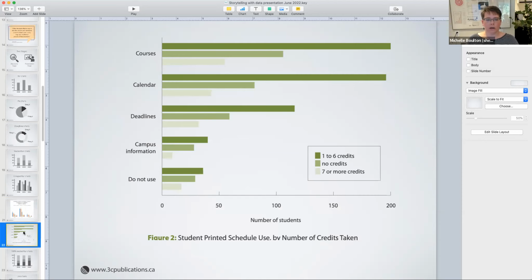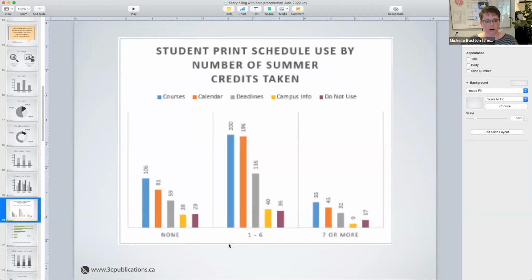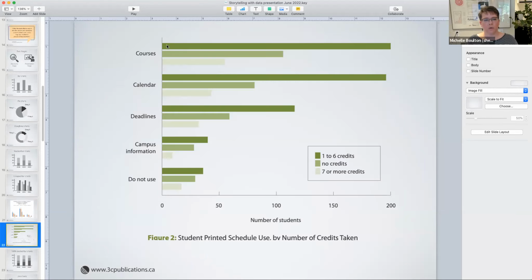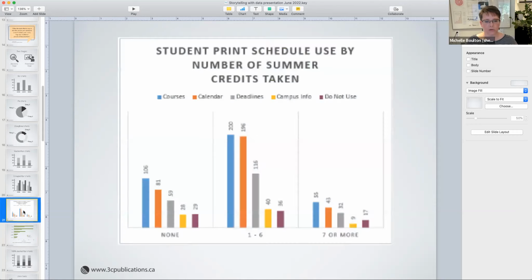What I did is I flipped the chart on its head a little bit. Instead of focusing on how many credits the students had taken, I looked at what aspects or components of the printed calendar they used, and then looked at the number of credits they'd taken. So for example, I'm going to ask you: who can tell me what the main thrust of this chart would be? What's the main takeaway? What's the main thing being communicated in this chart?